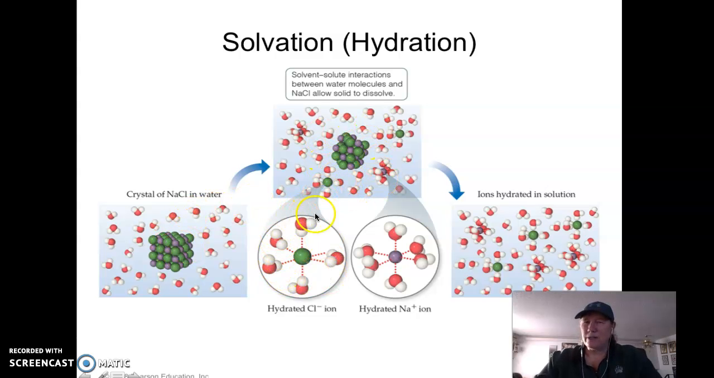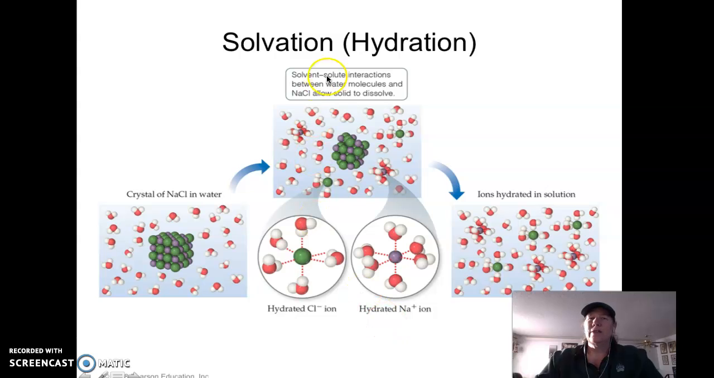But basically water surrounds. And again, here's going to be your positive hydrogen part. They're going to be attracted to the negative chlorine part. Here's your negative oxygen part. It's going to be attracted to the positive sodium part. So they're basically just going to break up that crystal, and that's why it dissolves. The water just kind of forces its way in and breaks it up.